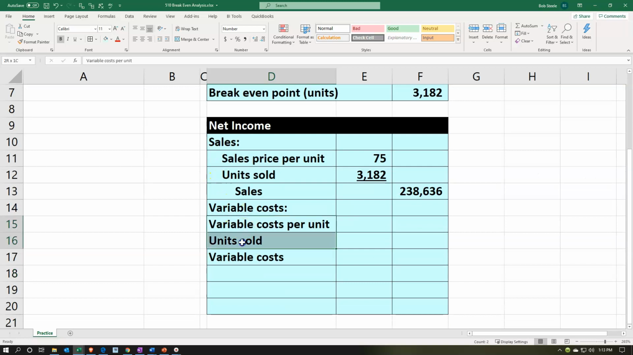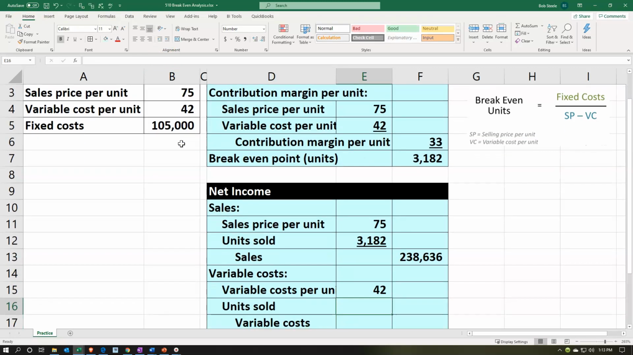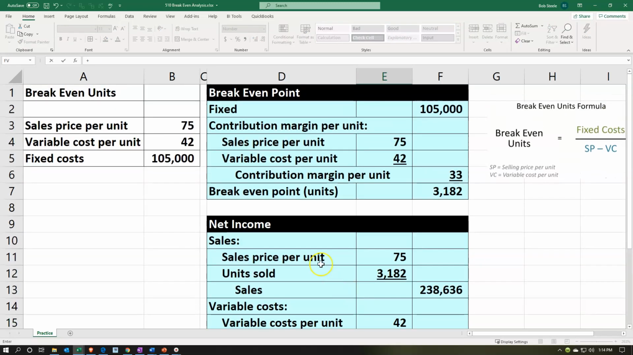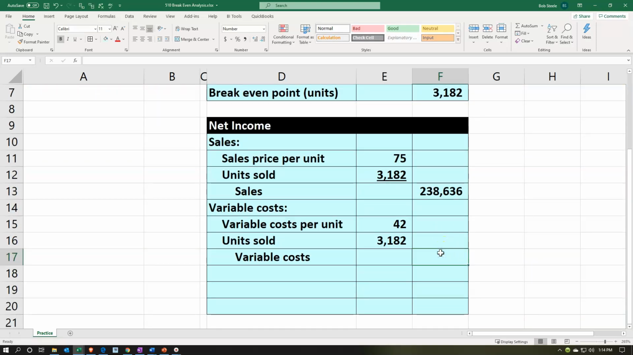Okay, so then we're going to select these items, go to the Home tab, alignment, increase the indenting, then go on down here. We're going to go to the Home tab, alignment, increase the indenting. We're going to be picking up our numbers, equal to the $42. Let's make this a little bit larger so we can see the whole name there. And then we're going to be picking up the units sold, which once again is the break-even point, because we're trying to prove that this bottom line number is going to come out to 0. And then we have the 42 times the units sold.